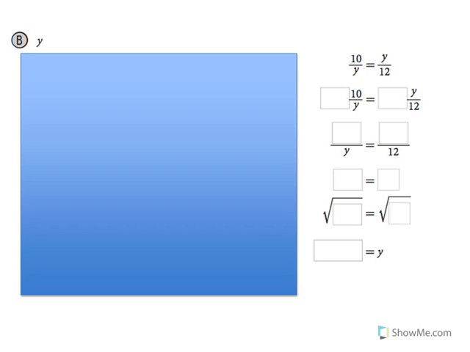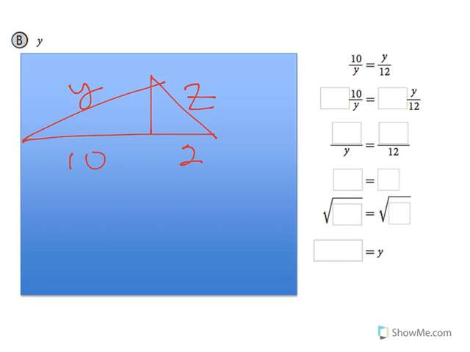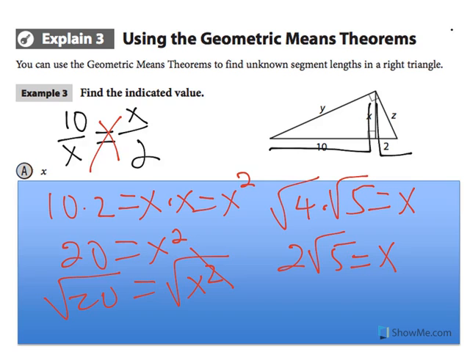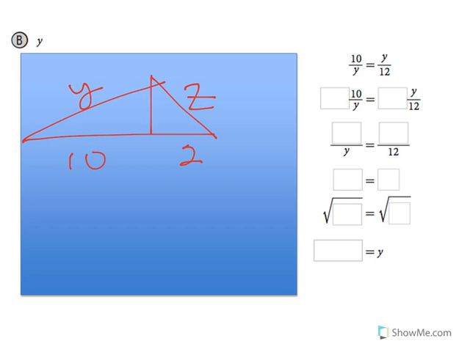Okay, now to solve for y. So then let me redraw the figure from example A. So we have this, and this is y, this is z, and this is 10, and this is 2. And we're given x as 2 radical 5. So this is 2 radical 5. So then to solve for y, we can start from here.